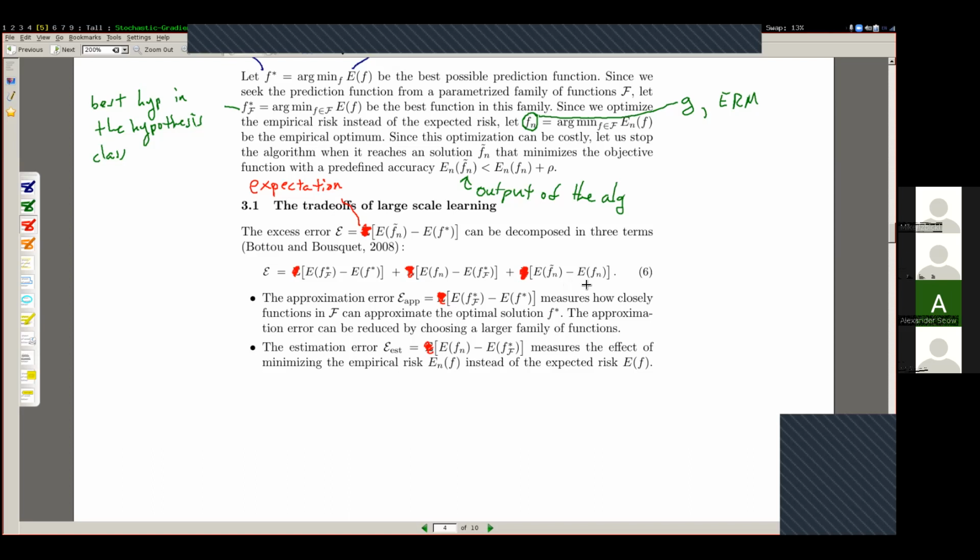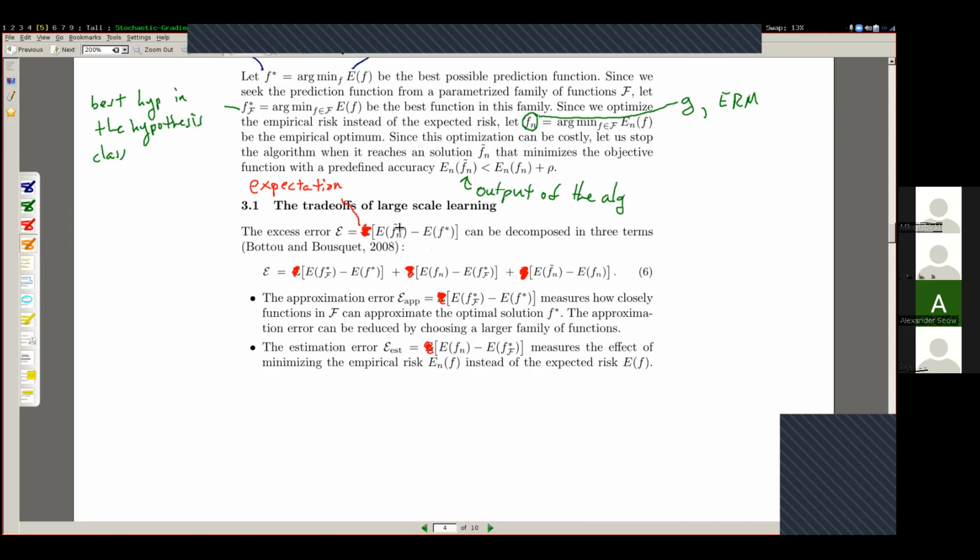So this equation 6 right here, it's a big equation. There are a lot of fancy letters in it. How can we go about figuring out why this is true and why he wrote it like this? The first answer, why is it true? It's immediate from the definition right here. So this E right here, this excess error, let's first think about what it is. This f star again is the best possible hypothesis that we can have.